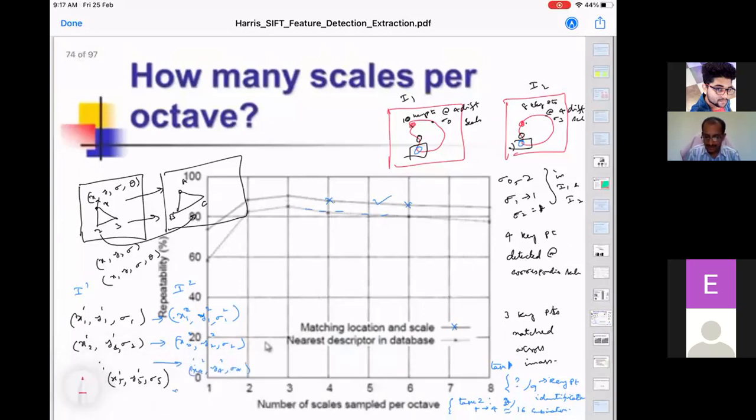So you can see that if I am able to match at a number of scales per octave, what is given here. If I consider 4 scales per octave, and this is the repeatability, that means I do it 2 times, 3 times, etc. Because of numerical aspects, it may not exactly give the same location in terms of identifying the key point.